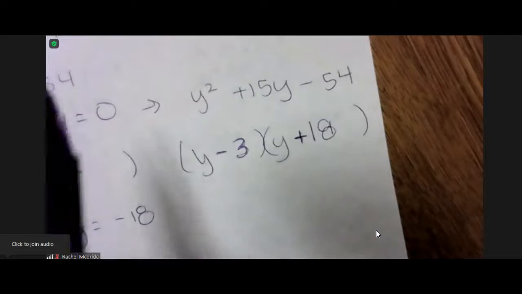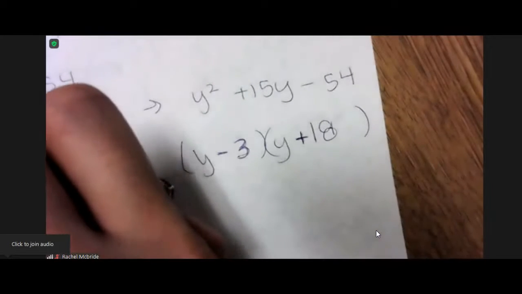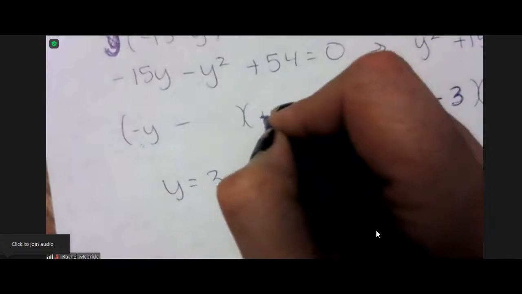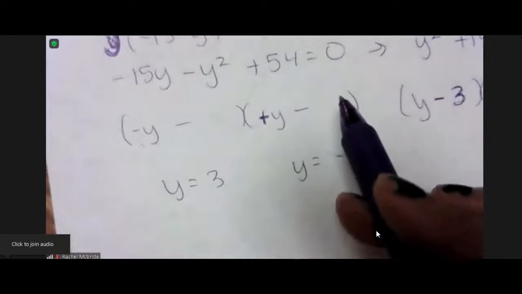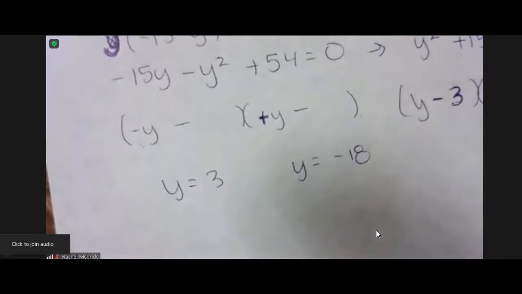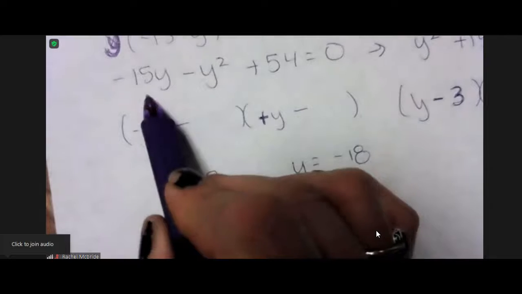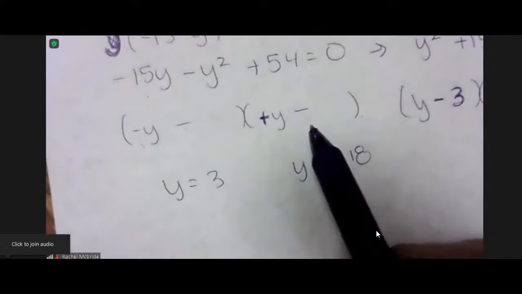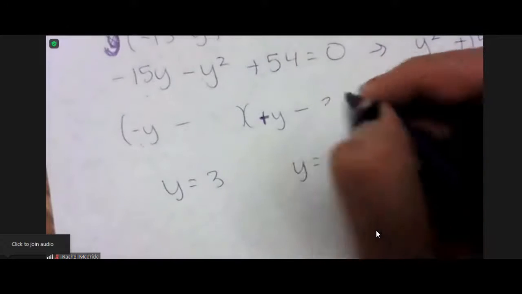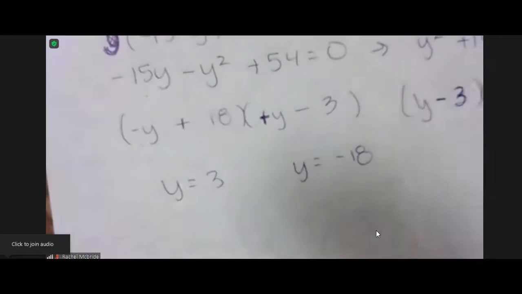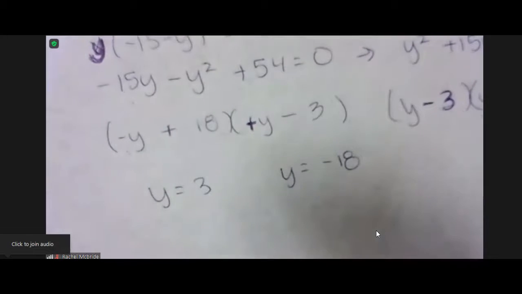So over here, since you have a negative y squared, you'd have to have one negative y and one positive y, and then flip-flop your signs so that you had one negative for the 54 and one positive for the 54 to get your negative y squared. And then, if I had y minus 3 here, because of that positive, that would end up being a positive 18 there, and then FOIL it backwards.